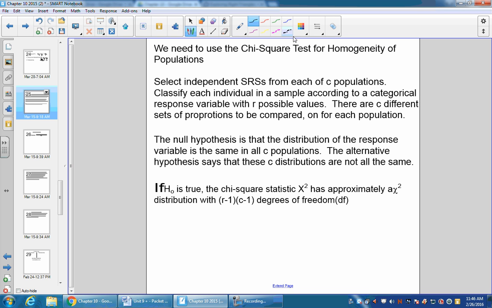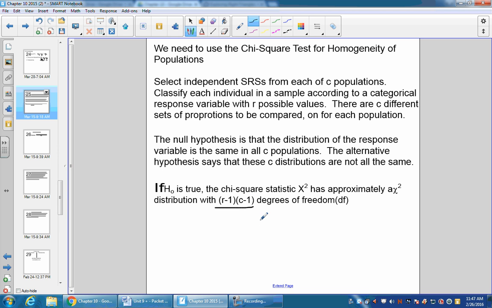Now, for homogeneity and independence, they're very, very similar. We're going to collect SRSs from the populations, and we're going to just try to classify them. We're going to try to find the chi-squared statistic and get an X squared that approximates your chi-squared. But the degree of freedom is the rows minus 1 times the columns minus 1.